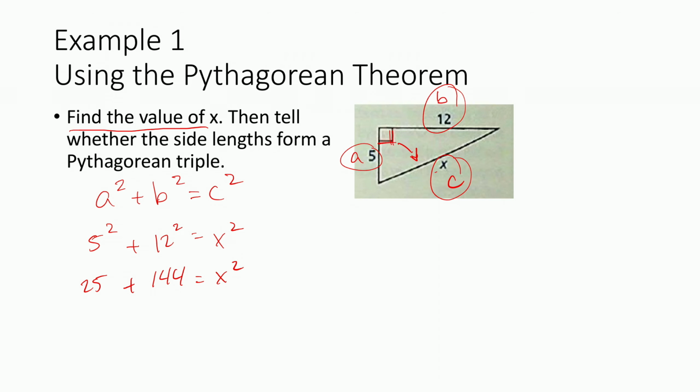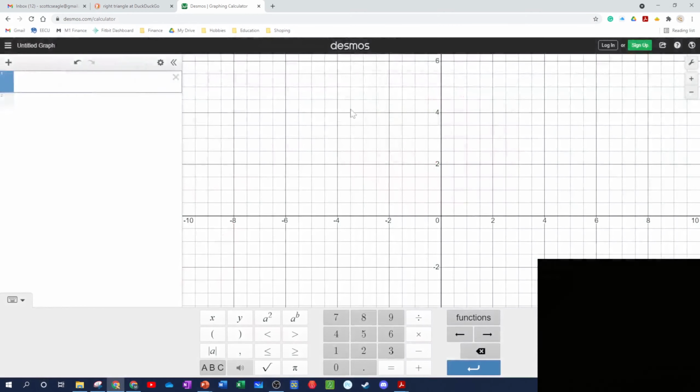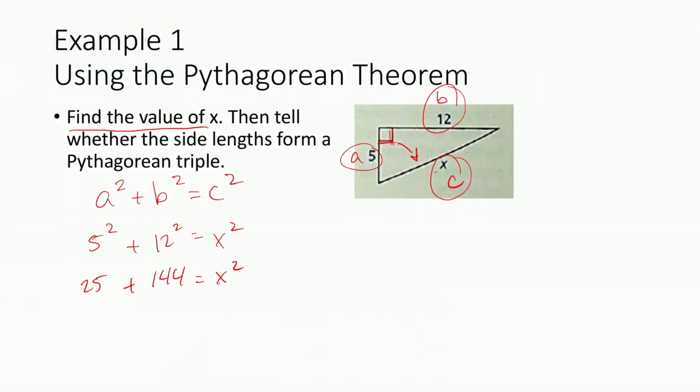I'm going to go ahead and pull up a Desmos window. We're going to do 144 plus 25, which is 169. So I'm going to go back really quick and write that out. So we have 25 plus 144 is 169 equals x squared. All right, we have that equals x squared.